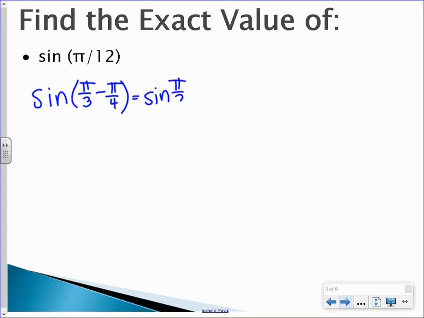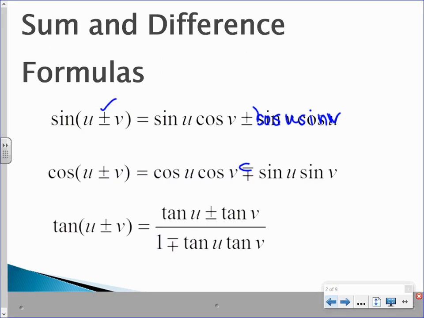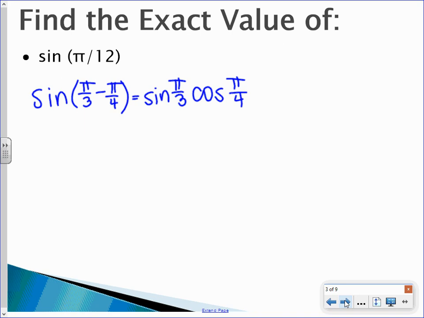Sine u cosine v plus or minus. How do we interpret that? Which sign do we need to put here? Plus or minus, plus or minus. This is subtraction, so what do we put here? Subtraction, okay? Cosine u sine v. Okay?